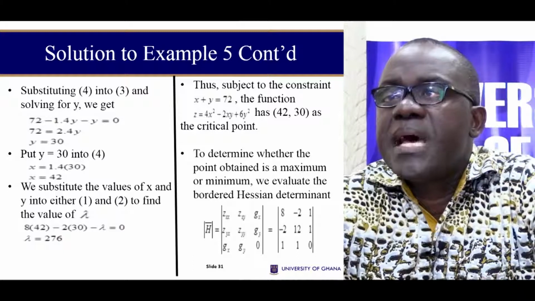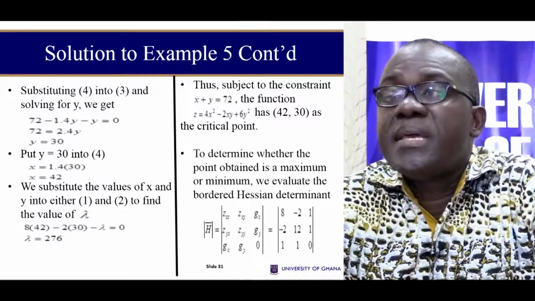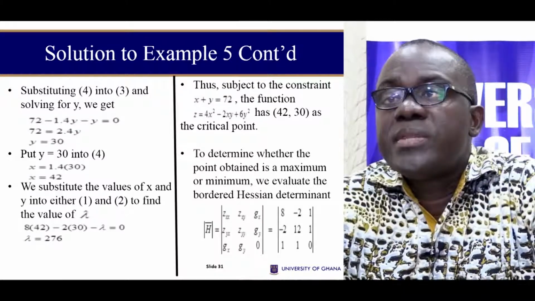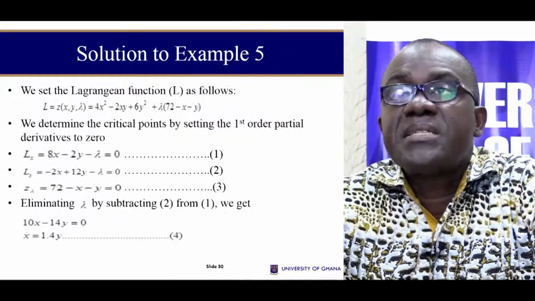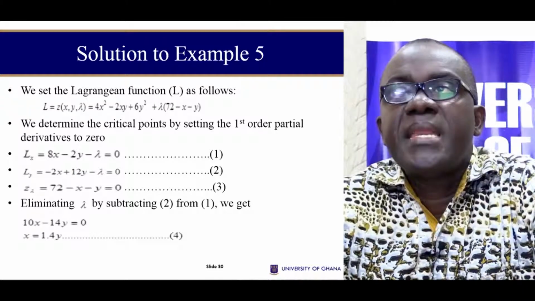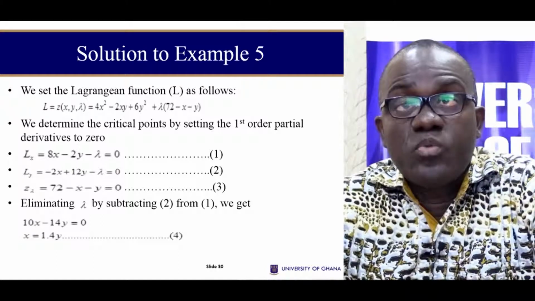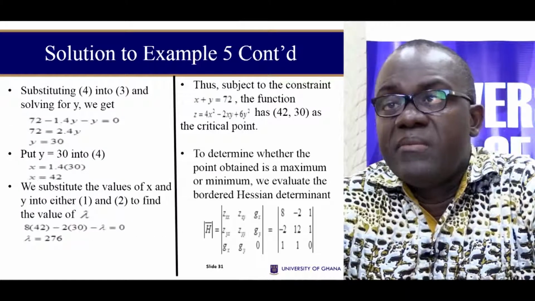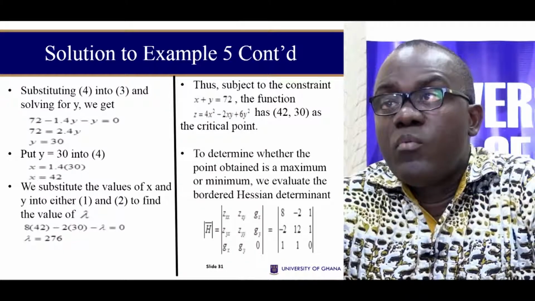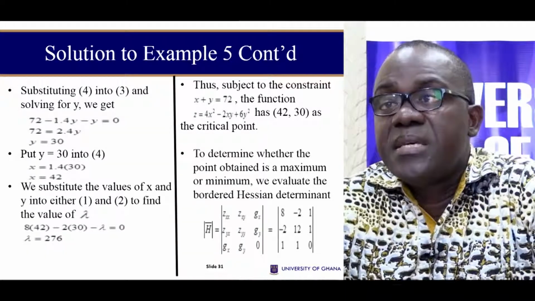So the next point is that we need to find our bordered Hessian determinant. This is the second order partial derivative. These are the cross derivatives. We obtain this by differentiating the Lagrangian with respect to x and with respect to y, and we get the values that we have over here. Now, the constraint function with respect to x and with respect to y gives us this, and then we put the same values here, and then we have our bordered Hessian determinant.